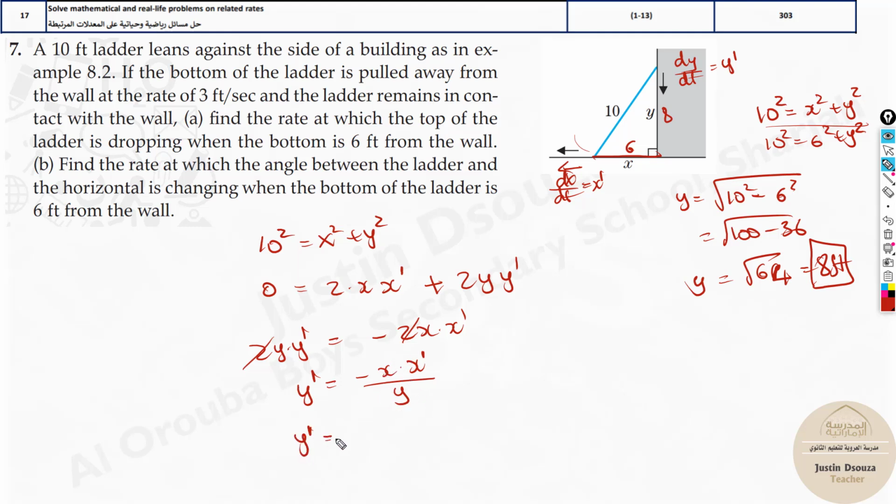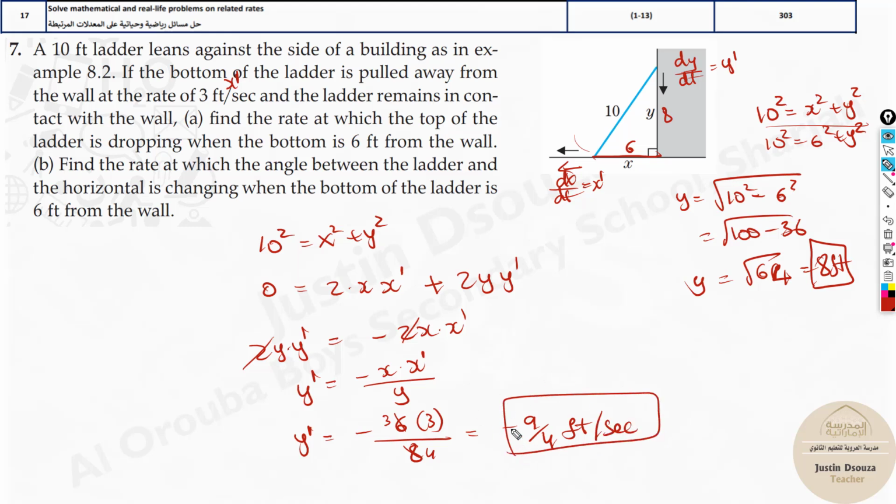Substitute the values which you just found out over here. X value is 6 given. X dash is also given. What is it over here? 3, right? 3 feet per second is x dash. Multiply it with 3 divided by, what is the y value? 8. So just put 8. Now simplify this. It's 3 times 4 times. It's negative 9 by 4 feet per second.